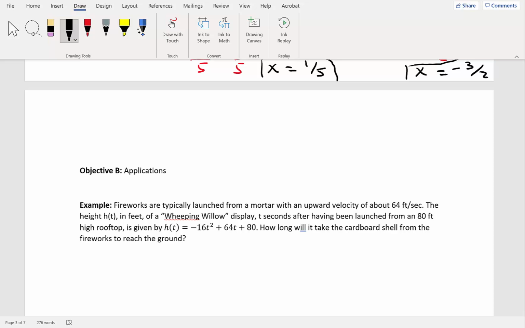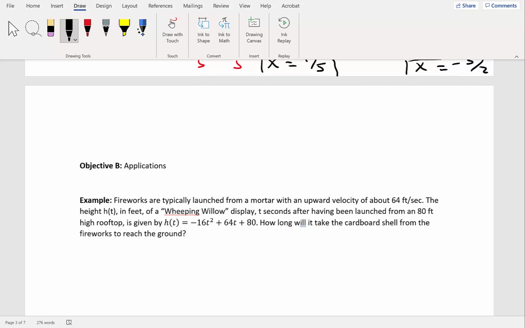It says fireworks are typically launched from a mortar with an upward velocity of about 64 feet per second. The height h of t in feet of a weeping willow display t seconds after having been launched from an 80-foot high rooftop is given by h of t equal to -16t squared plus 64t plus 80. How long will it take the cardboard shell from the fireworks to reach the ground?